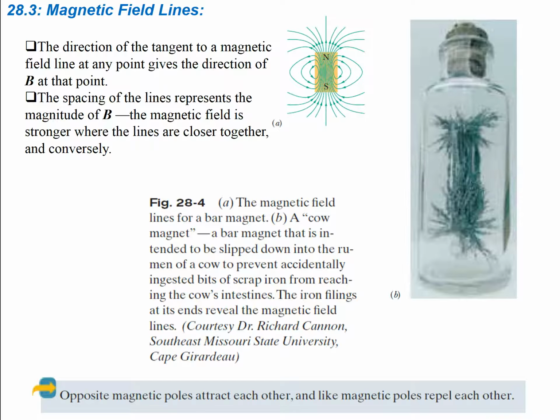Okay, so just a last note, opposite magnetic poles attract each other, and like magnetic poles repel each other. Again, similar to our electric charges. If you have like poles, like a north and a north, it's going to repel. But if you have a north and a south, they're going to attract each other.